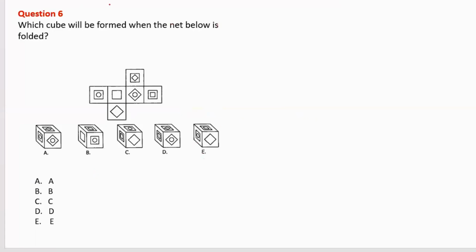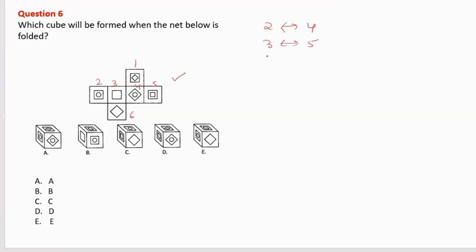Next one. Which cube will be formed when the net below is folded? We know that this type is a net of a cube. Let's suppose this is my 1, 2, 3, 4, 5, 6. In a net of a cube, we know that every alternate face is opposite of each other. So 2 is the opposite of 4. Okay. 3 is the opposite of 5.